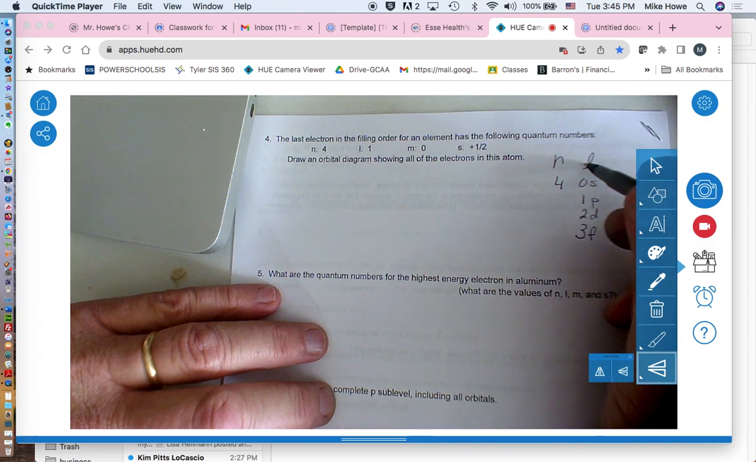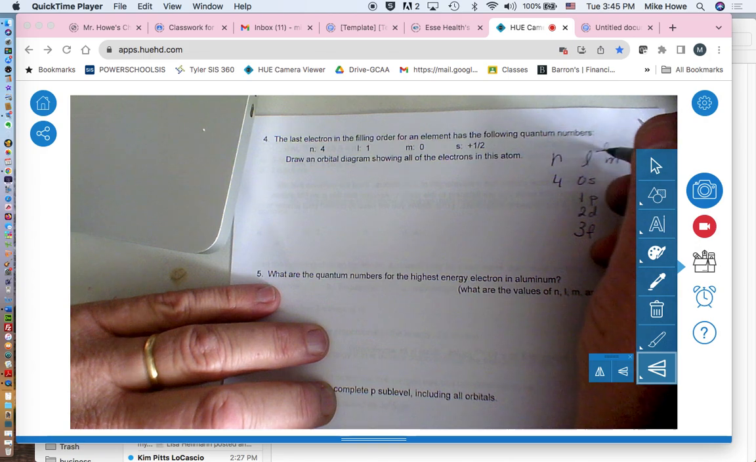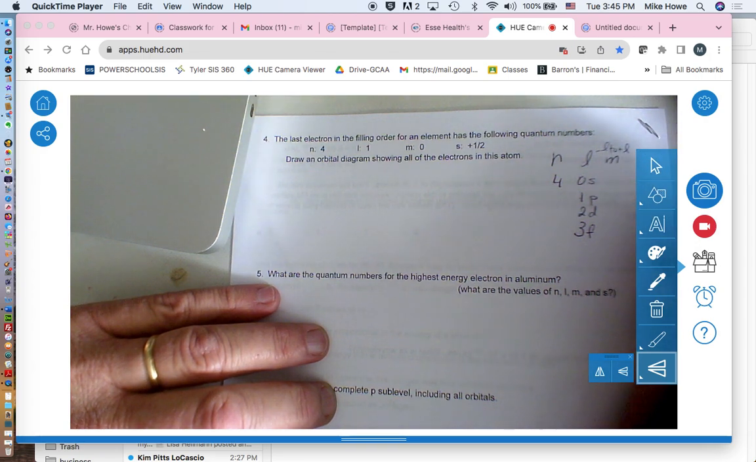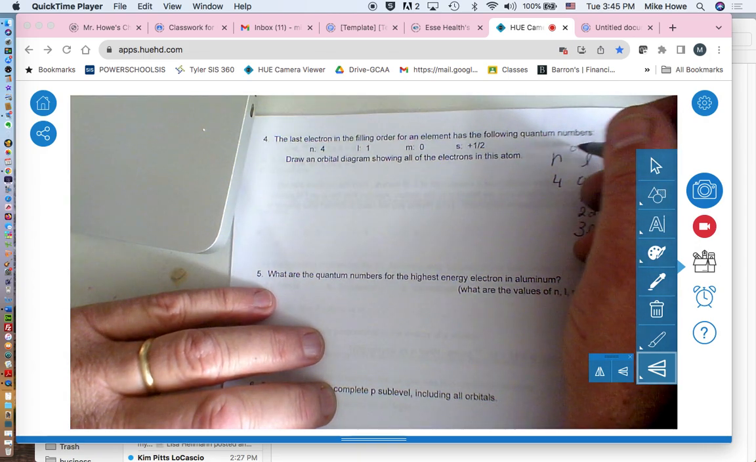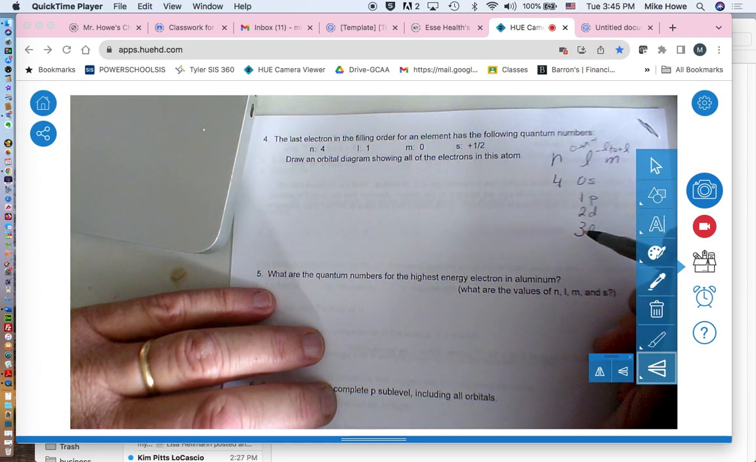Of course, for each one of these l values, there are m values. And m can be from negative l to positive l. And l, by the way, was 0 to n minus 1. So that's why if n equals 4, you can go from 0 to 3. But you can't go to 4, because n minus 1, 4 minus 1, is 3.